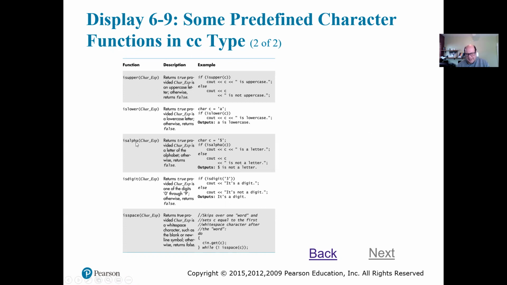It also checks whether the character is alpha. If it's not an alphabetic character, it returns false, and if it is, it returns true, so A to Z, lowercase and uppercase. We can check whether it's a digit. If I'm reading one character and it's from 0 to 9, it returns true for isdigit. And isspace is also available. Pay attention to these; we're going to need them for our projects.